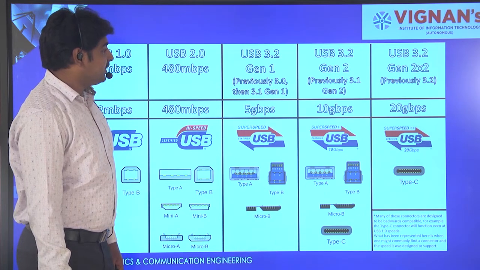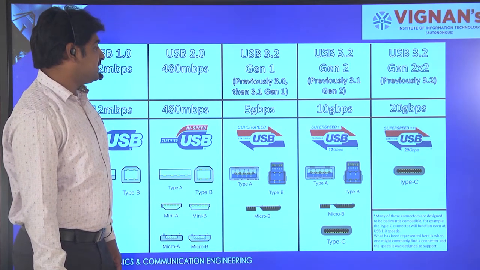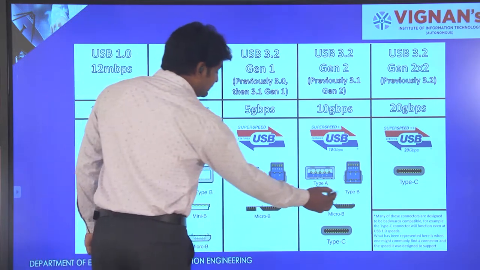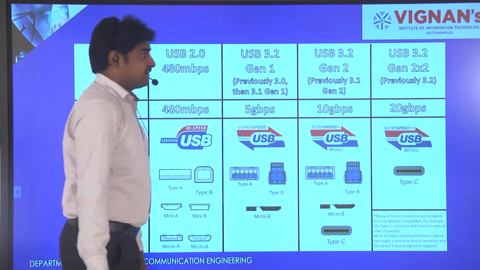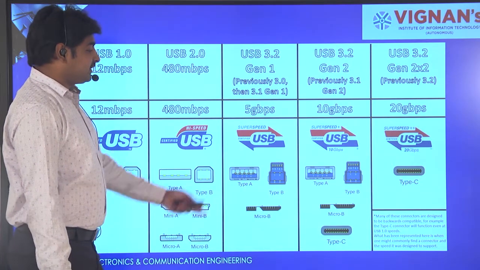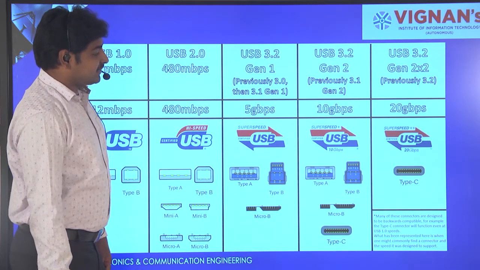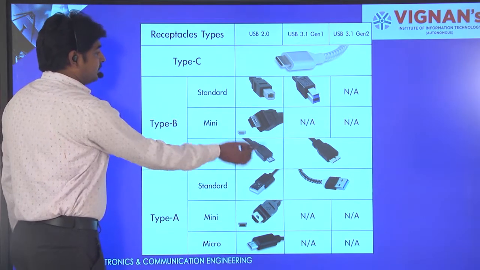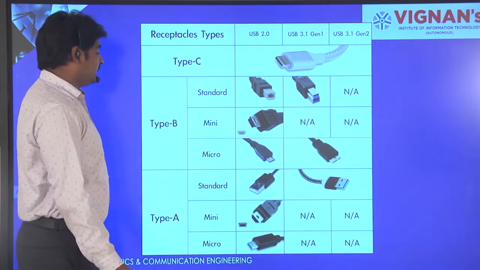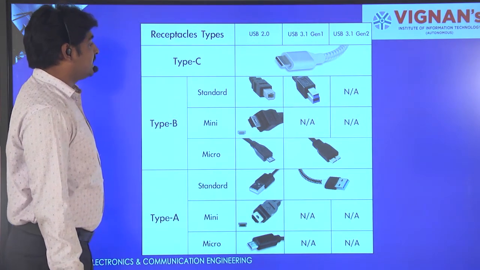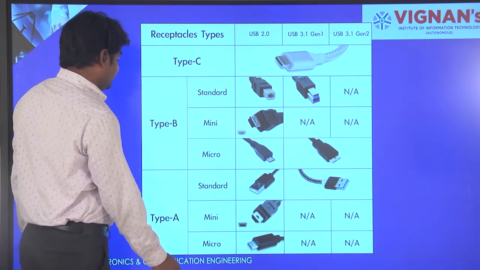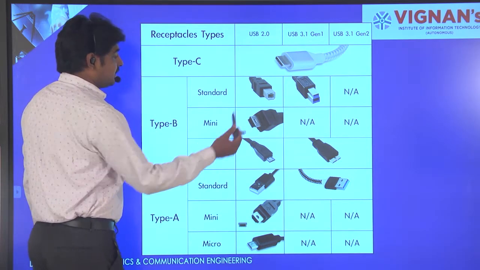Similarly, USB 3.1, the second generation, can connect to type A, type B, micro B and type C. Similarly, USB 3.2 uses a type C connector. So these are a few pictures of the connectors that can be connected to the USB. This is how they look.